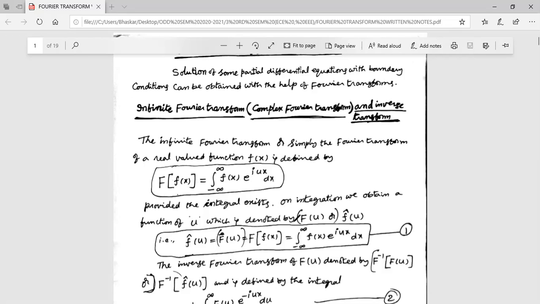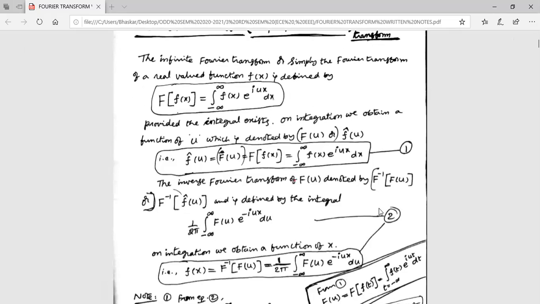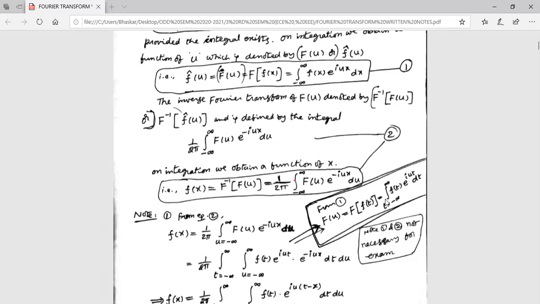We can denote the Fourier transform of f of x as F of u, or F cap of u, which is equal to the integral from minus infinity to plus infinity of f of x e power iux dx. Now, what about the infinite Fourier transform?